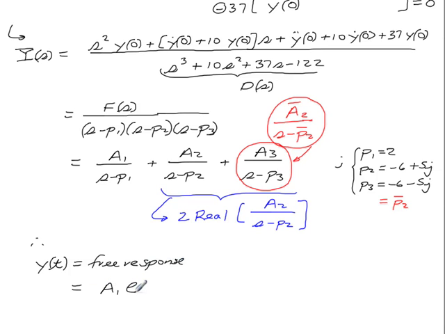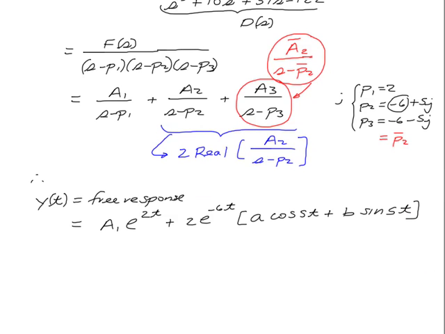I've got a1 e to the p1 t, which was e to the 2t. I have 2 up here, and then the real part of the exponential gets brought to the outside, so that's an e to the minus 6t, and we'll get some coefficient a. You can do the algebra to find out what that is, cosine 5t, and another coefficient b, which you can solve for with your algebra, and you get that.